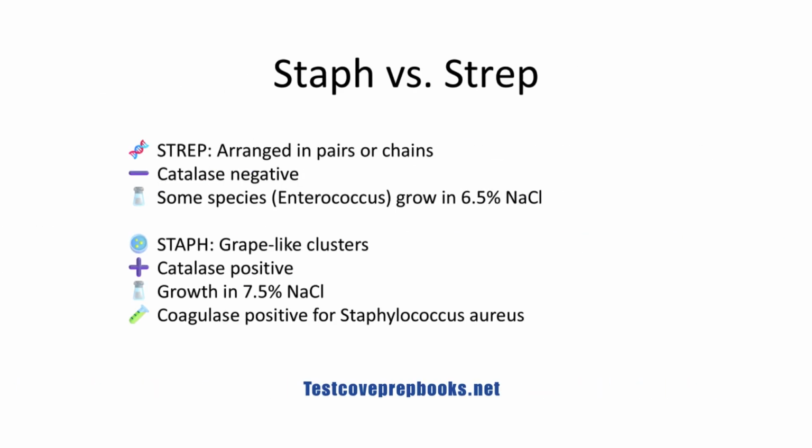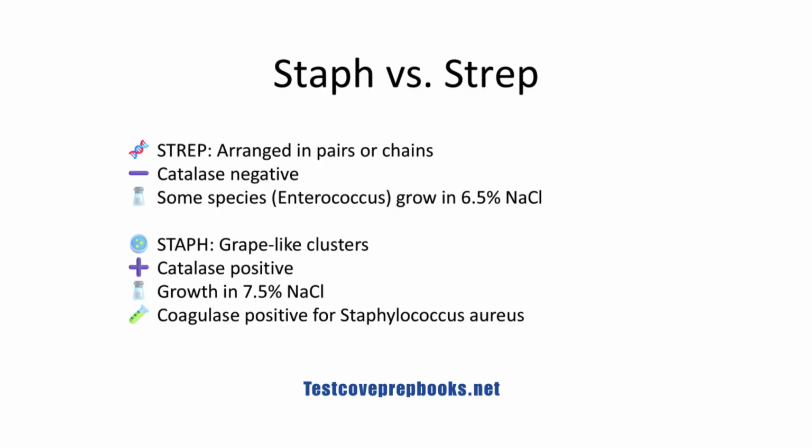To remember the difference between staph and strep, think about their arrangement and key tests. Streptococcus organisms are arranged in pairs or chains. They are catalase-negative, meaning no bubbling occurs with hydrogen peroxide. Some, like Enterococcus, can grow in 6.5% sodium chloride.